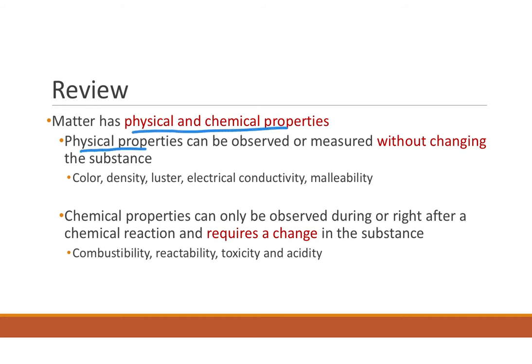Physical properties are things that you can observe or measure without changing a substance, and they include such things as color or density or how shiny something is, the luster, or whether it can conduct electricity, whereas chemical properties can only be observed during or right after a chemical reaction because they require a change in the substance. Some common chemical properties are combustibility, or the ability to react with oxygen and create heat and light, toxicity, danger to living things, or acidity.